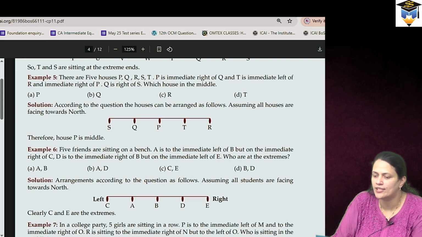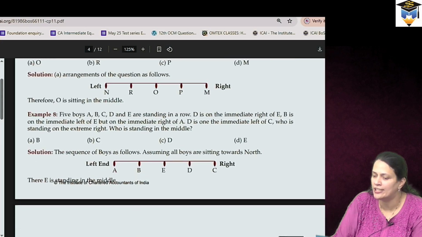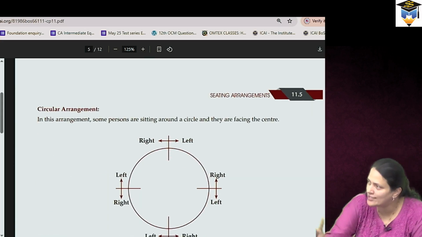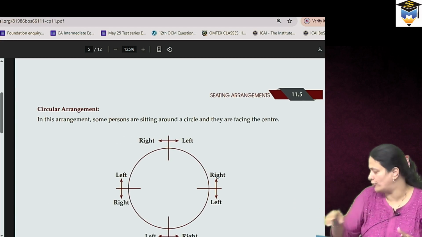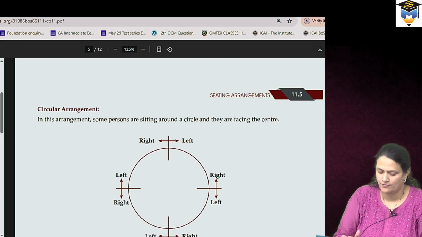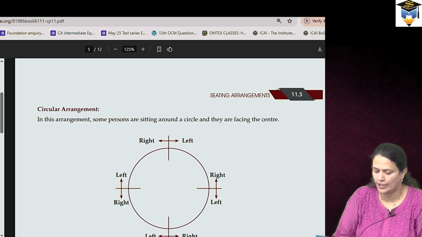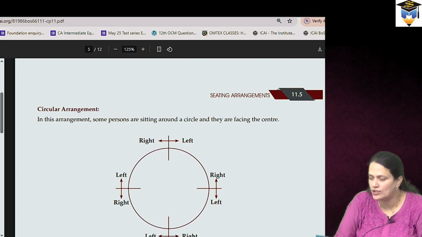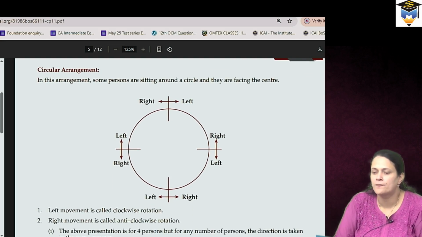So in this way basically you have to solve the problems which are arranged in linear arrangement. Now let us go to circular arrangement. Please give the heading as circular arrangement and draw this diagram. This is very important. Please draw this diagram. Also draw the left right which they have given.